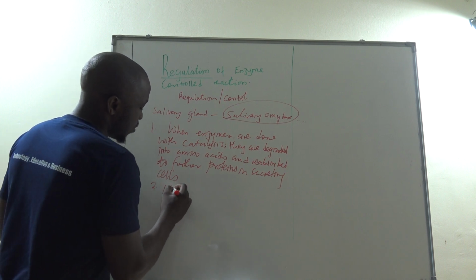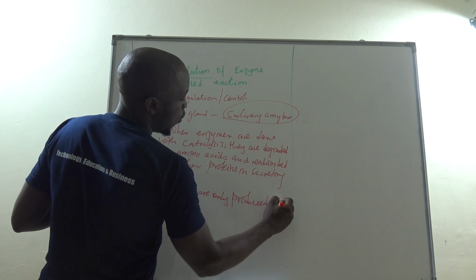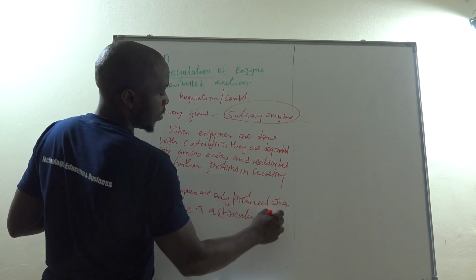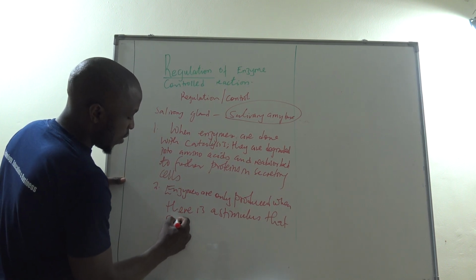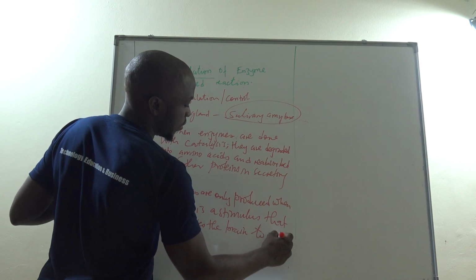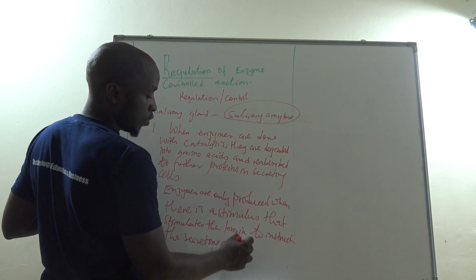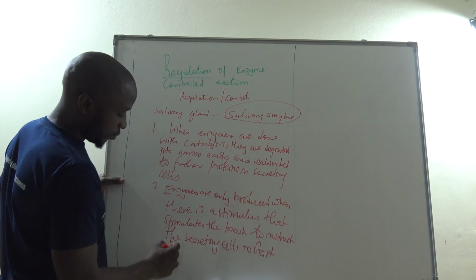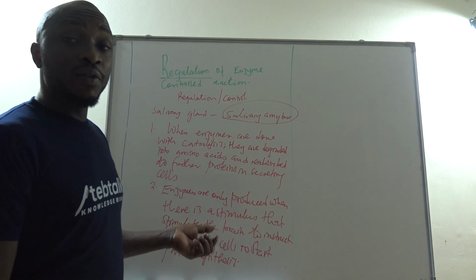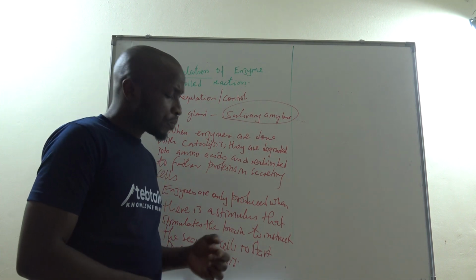Two, enzymes are only produced when there is a stimulus that stimulates the brain to instruct the secretory cells to start protein synthesis. So secretion of enzymes is active, because protein synthesis involves some energy during amino acid activation.